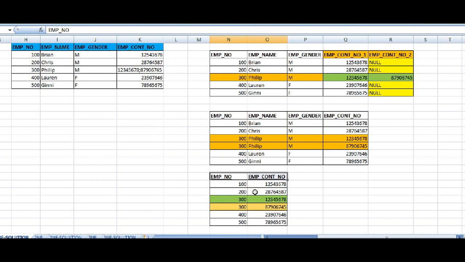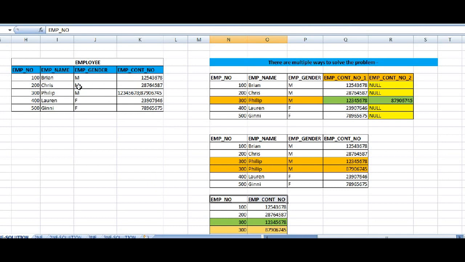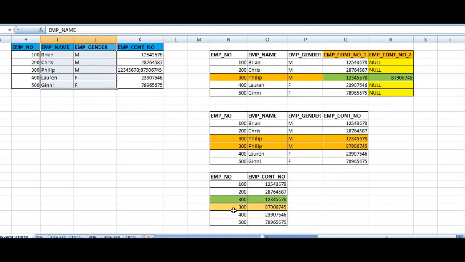So in summary, to make it 1NF without introducing further redundancy of data, I am creating one additional relation out of this relation, which comprises employee number and employee contact number, and this relation will look like employee name and employee gender columns. This will be one of the relations and this is the other relation. So I'm splitting the relation altogether to make it 1NF compliant.